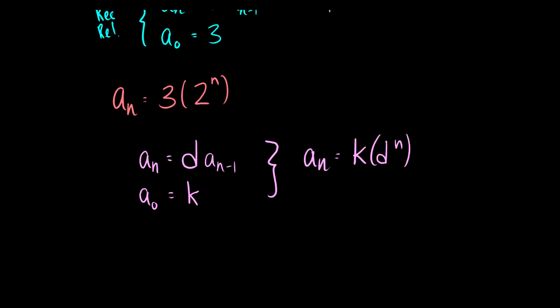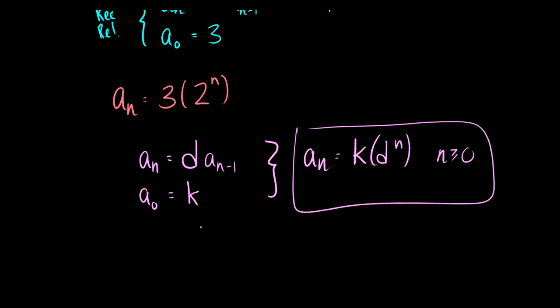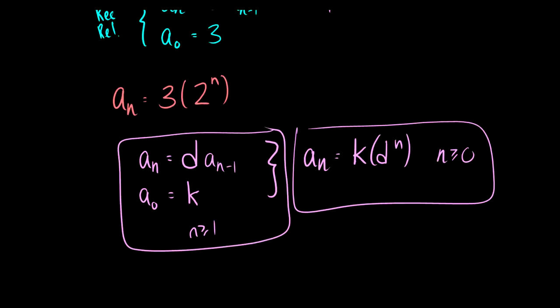And of course this is going to be for n greater or equal to 0. This section is going to be n greater or equal to 0, and this recurrence relation is going to be n greater or equal to 1. So these are two different ways of looking at things. One is a recurrence relation, the other is a nice formula that allows us to compute any number without needing to know the previous numbers.